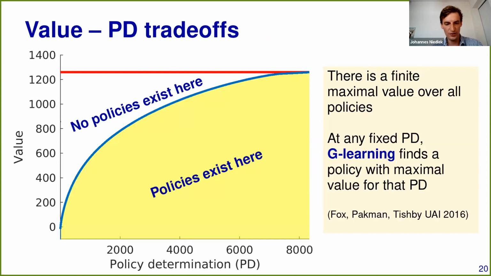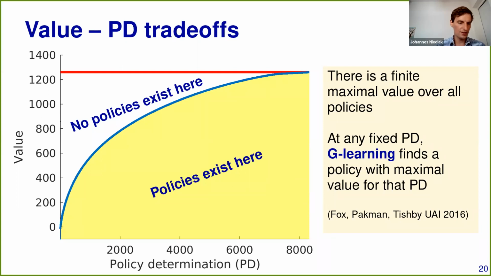And now I'm going to give you a bit of theory because I think it's quite interesting. For every policy, you can compute its value and its PD, and this places every policy in this graph with a PD on the x-axis and the value on the y-axis. And it turns out that there's a certain region shown in yellow here where all policies exist. And there's another region shown in white where no policy can exist.